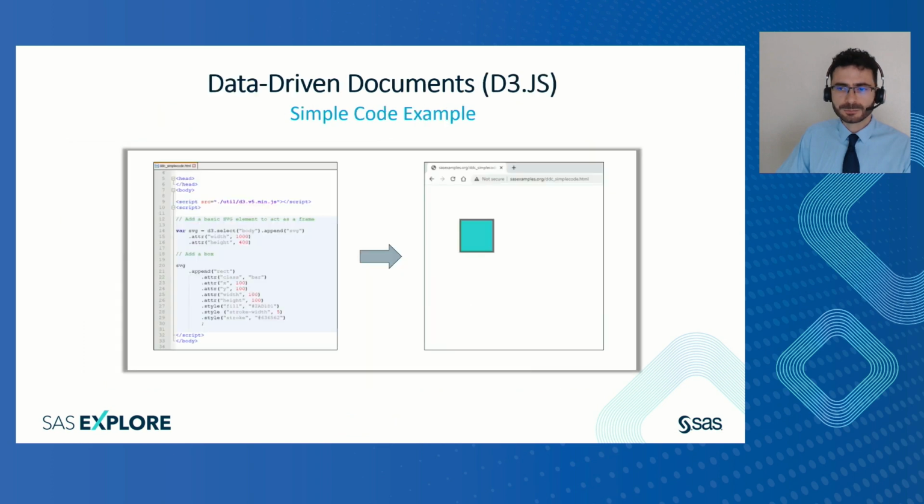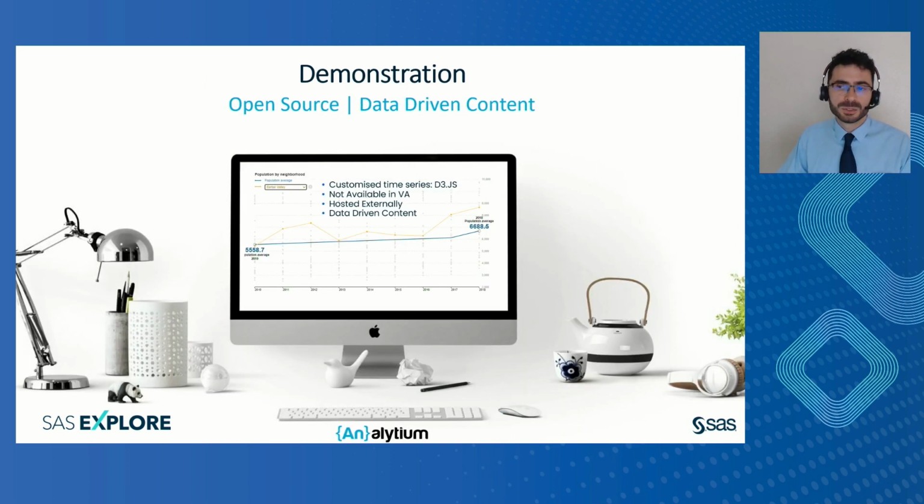report. Here is a simple code example on the left that generates the square on the right on the slide. Now, Yuri will demonstrate how to create a custom D3.js graph and embed it into your SAS Visual report and web app. This graph is not available by default in SAS Visual Analytics. It is hosted external to SAS via URL. We embed this URL into the data-driven content object in SAS Visual Analytics. This way, the open source graph is powered by the data in SAS Visual Analytics. Yuri, the floor is yours to do the demonstration.